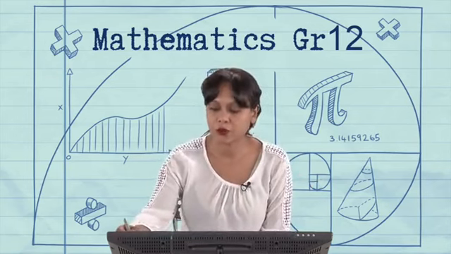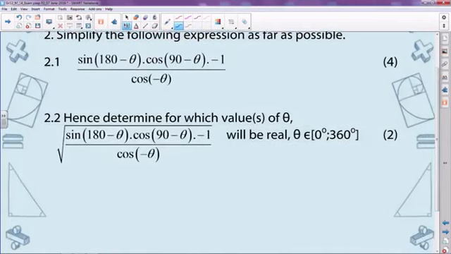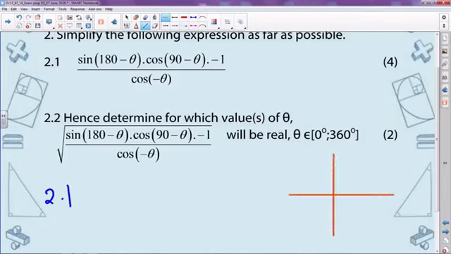For part 2.1, we needed to simplify the trig fraction, and then determine values of theta, for 2 marks. So let's do the first part. For this reduction, we need to remind ourselves about our quadrants and where our angles will be positive and where they will be negative. So remember your CAST diagram. You have all ratios positive in the first quadrant, sine positive in the second, tan positive in the third, and cos positive in the fourth quadrant.